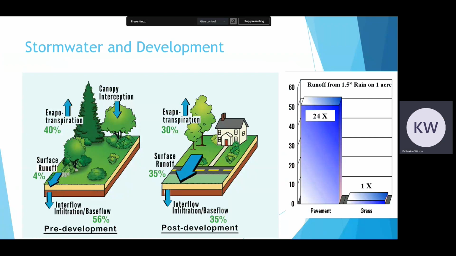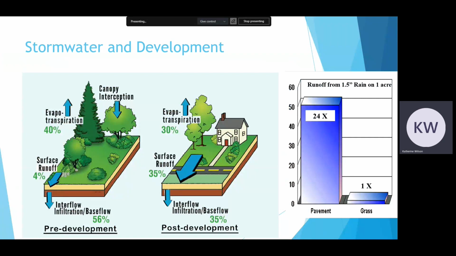This is a graphic showing that when you have a development, your surface runoff increases. You can see on the left graphic, most of the rainwater infiltrates into the ground, and in a natural, undeveloped setting, you only have 4% surface runoff. However, as soon as you start developing an area with buildings, roads, driveways, anything that has impervious surfaces, which means rainwater cannot soak through that surface, you're going to have increased runoff.